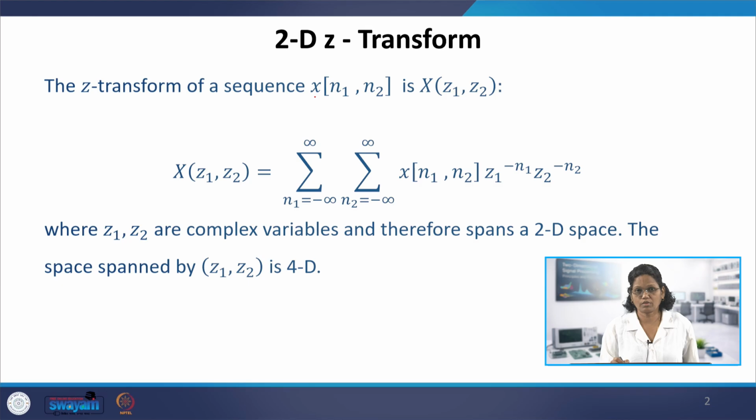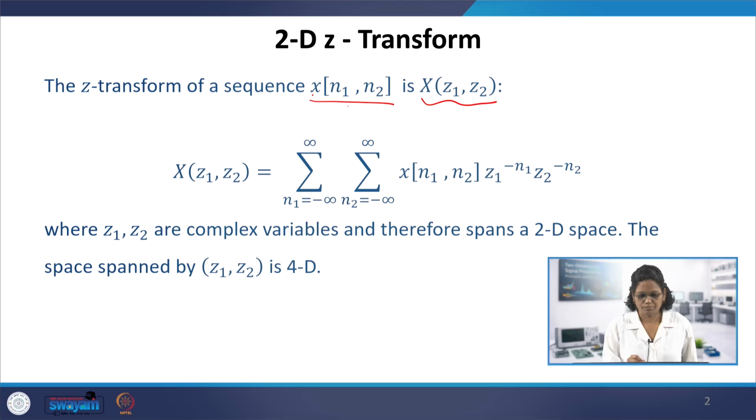Here we have these two variables z1 and z2, as we have two independent variables in the time domain as well. So for x of n1, n2, the Z transform is capital X of z1, z2, which is defined like this: the summation with n1 varying from minus infinity to plus infinity, n2 varying from minus infinity to plus infinity, x of n1, n2, z1 power minus n1 and z2 power minus n2, where z1 and z2 are complex variables.